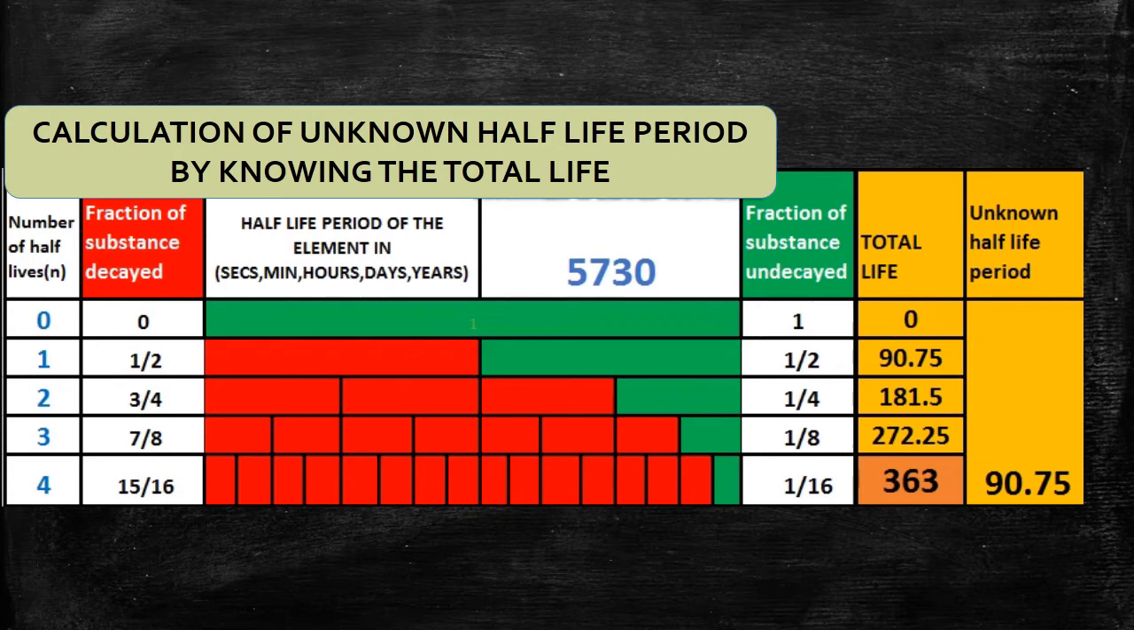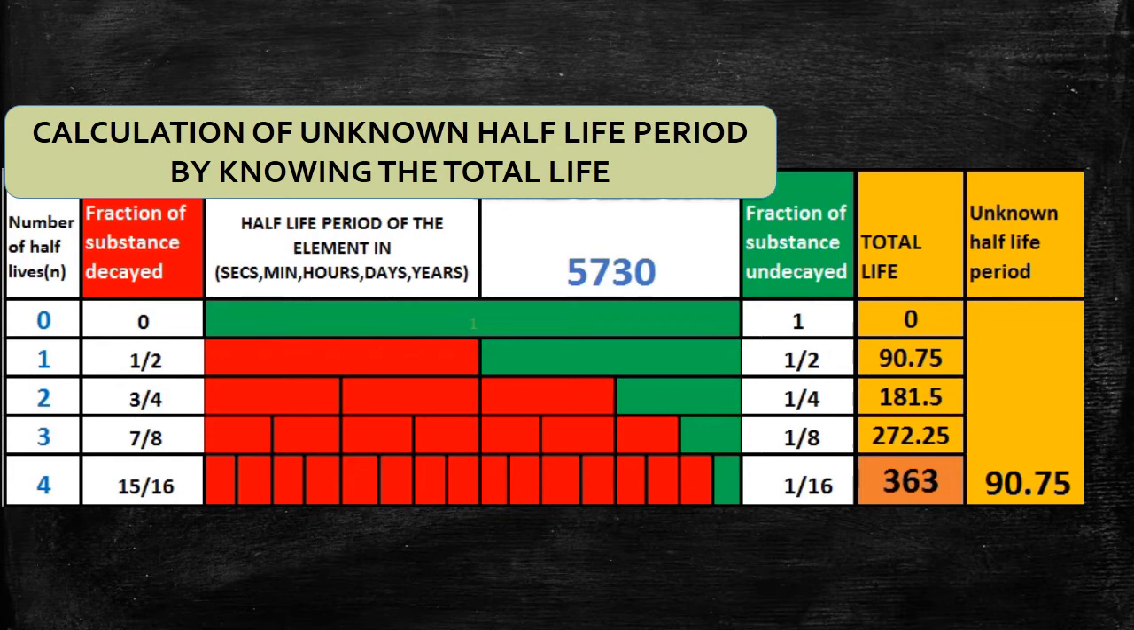0th half-life means the radioactive substance has not started decaying. That's why the entire block is covered with greenish color. The fraction of substance decayed is taken as 0, because it has not yet decayed. The fraction of substance undecayed is taken as 1, because it is fully present.